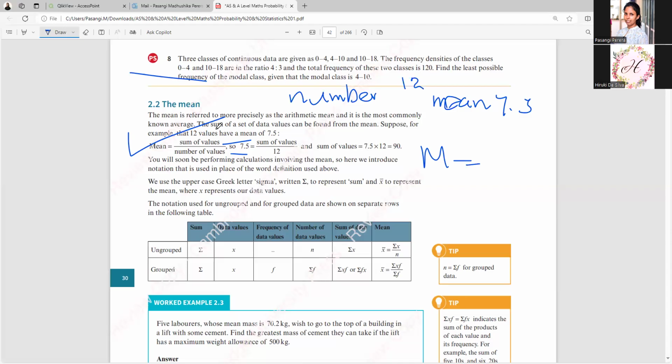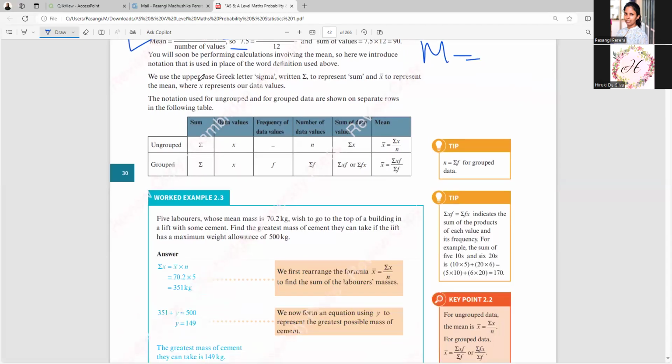You will soon be performing calculations involving the mean. So here we introduce notation that is used in place of the word definition used above. Now what will happen? We use the uppercase Greek letter sigma. This is sigma, the capital sigma actually. This is the notation for summation.